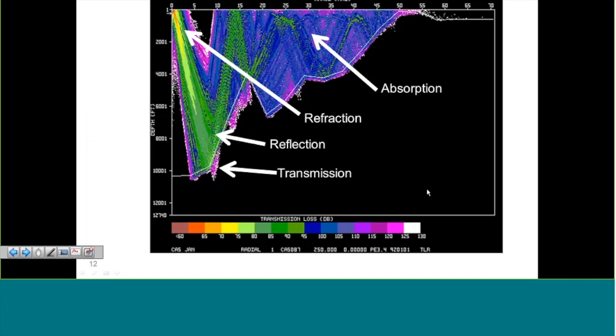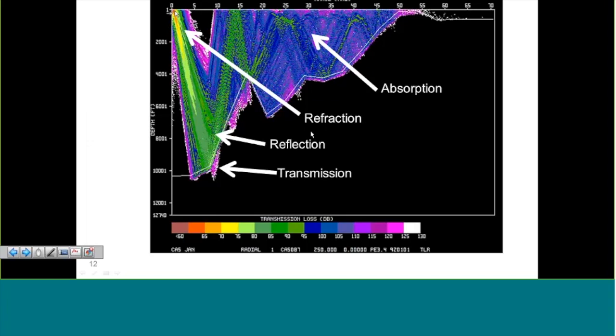So going back and taking a look at that figure that I showed previously, I'll show you a few things that are going on. First of all, you have transmission into the ocean bottom here. You can see the reflection. It is reflecting and moving inward. So there is a reflection off the ocean bottom. That's what produces this beam.